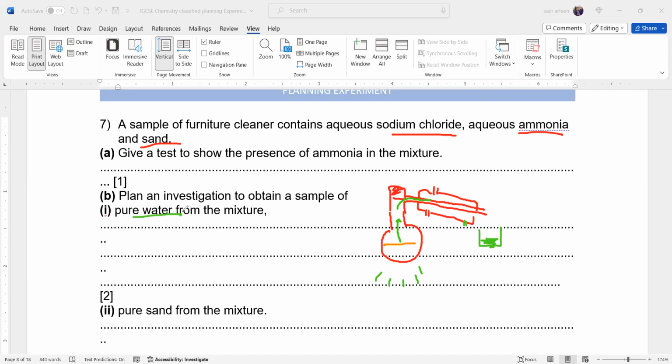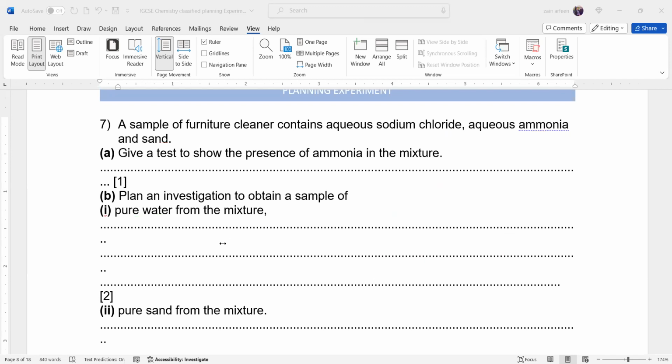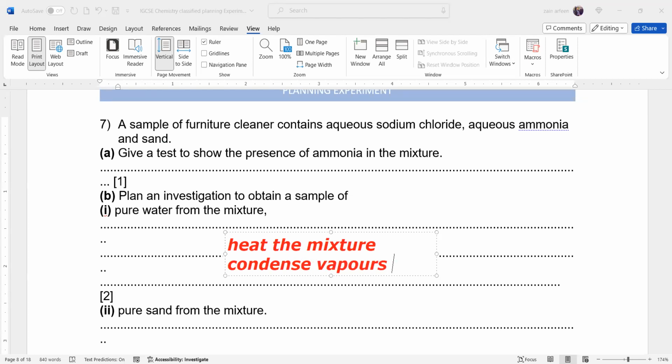So if you want to obtain pure water from the mixture, heat the mixture and then condense by using a condenser. So here the first point: heat the mixture. And then the second point: condense the vapor by condenser.